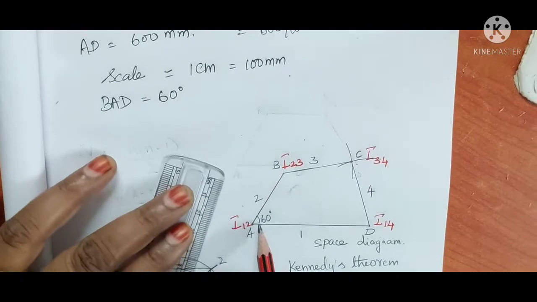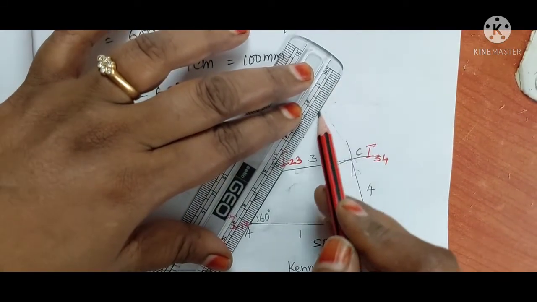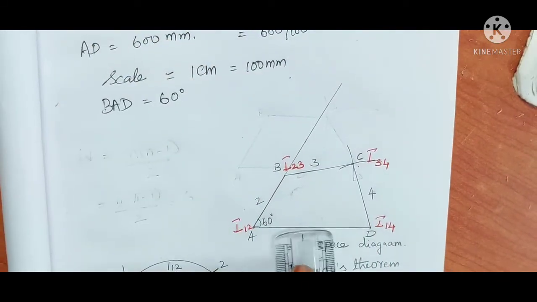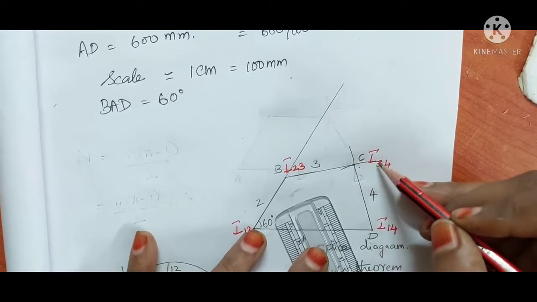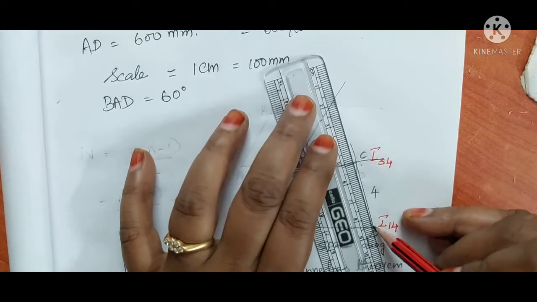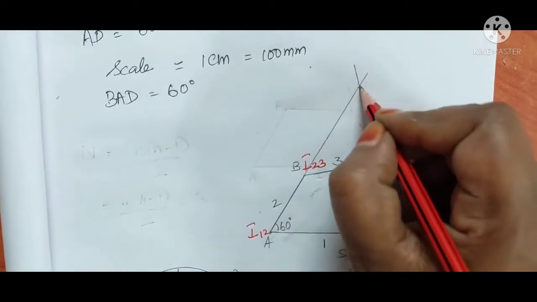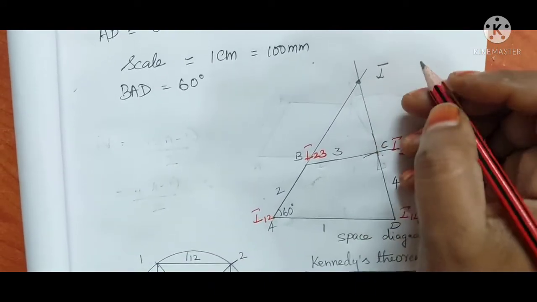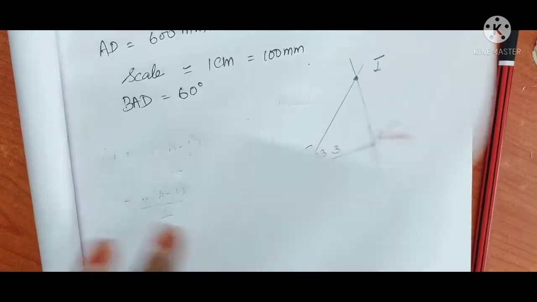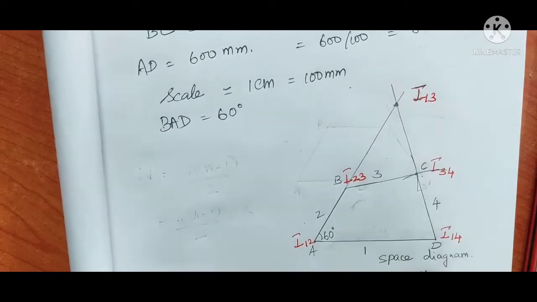Where is my 1 2 and 2 3? This is my 1 2 and 2 3. I am extending this line as it is, and then 1 4 and 3 4. This is my 1 4 and 3 4. I am extending this line as it is this way. So now this is the new instantaneous center, that is the temporary instantaneous center. That becomes I13.